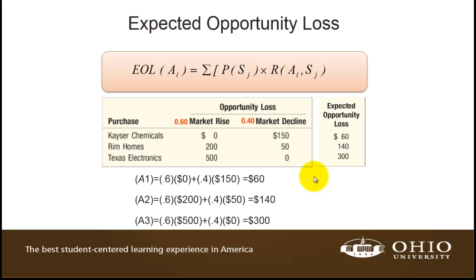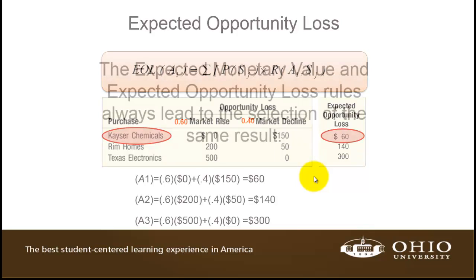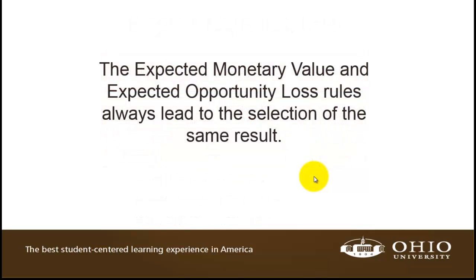So if we look at the three expected opportunity losses, the one with the least expected opportunity loss is Kaiser Chemicals, so that would be our choice based on using the criteria of expected opportunity loss. It needs to be noted that expected monetary value and expected opportunity loss always lead to exactly the same decision.